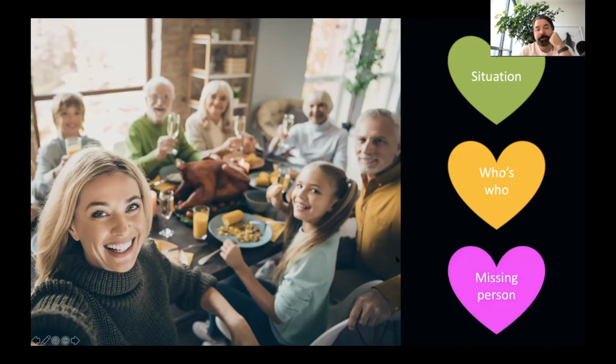Finally, I'm gonna tell you that there's somebody missing actually from this occasion. So if you look around the table, I want you to think, okay, who do you think is the missing family member from this picture?